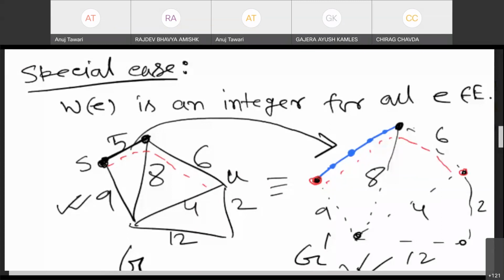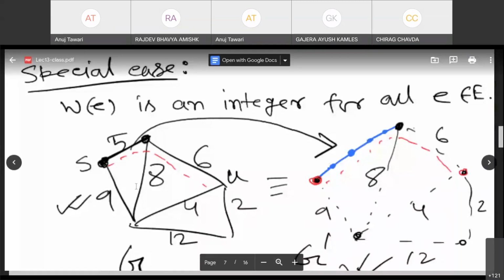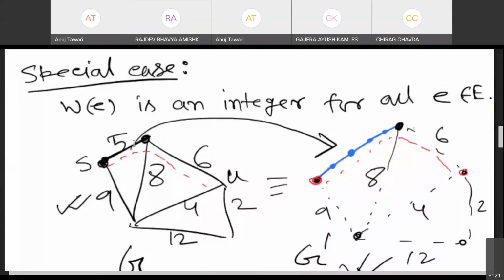Actually, there is a much simpler algorithm. You don't have to do this necessarily. You are given this graph, right? We already know how to solve it when all the edge weights are 1.